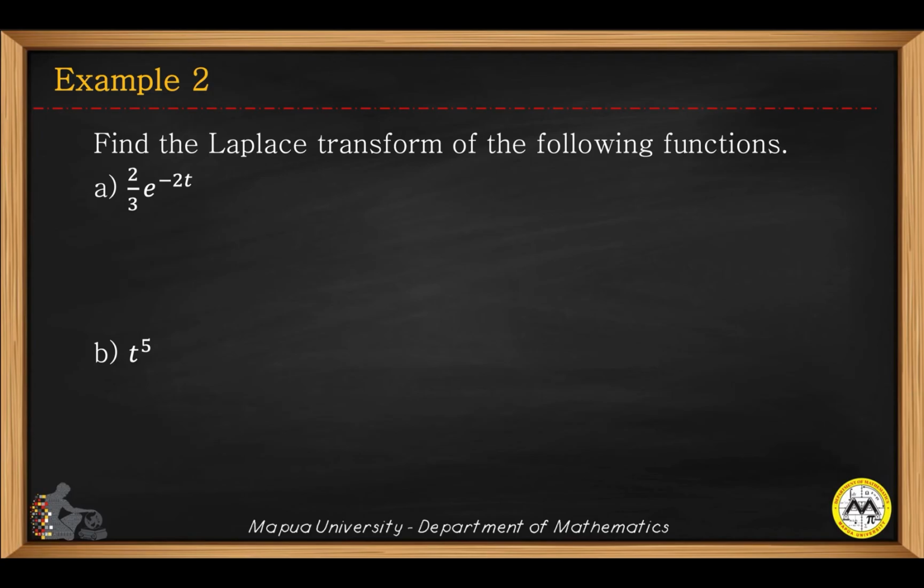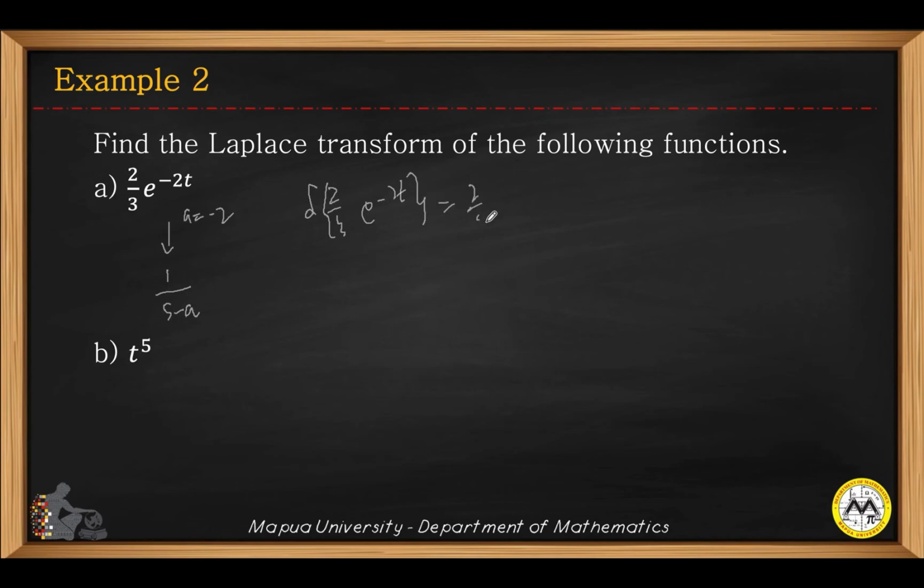Okay, so find the Laplace transform of the following functions. We will use the Laplace transform table. From the table, the Laplace transform of e to the at is 1 over s minus a. In this case, we'll take a to be negative 2. So, the Laplace transform of 2/3 e to the negative 2t.